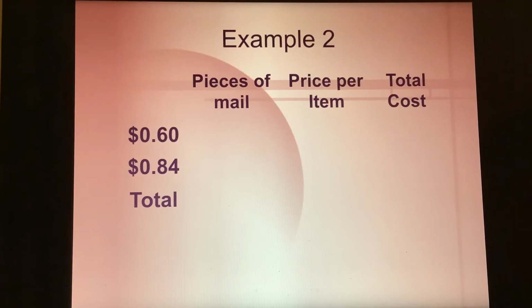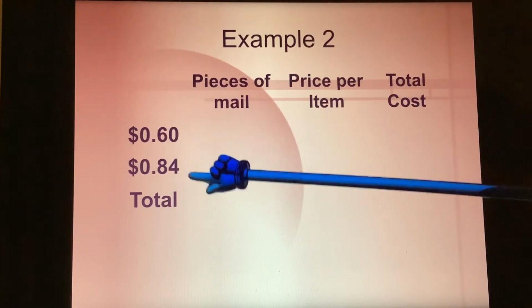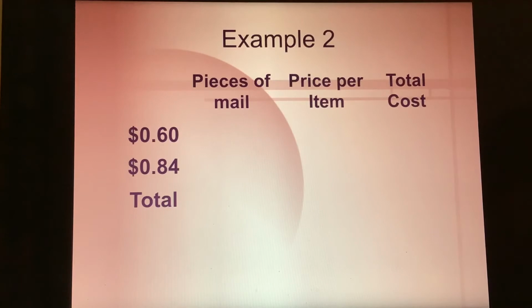So then we have to define our variables here. We have X and Y. So we have two different types of stamps, right? The 60-cent stamps and the 84-cent stamps. So we can have X equal the 60-cent stamps, and then Y would be equal to the 84-cent stamps. The total they sent out was 150 pieces of mail.